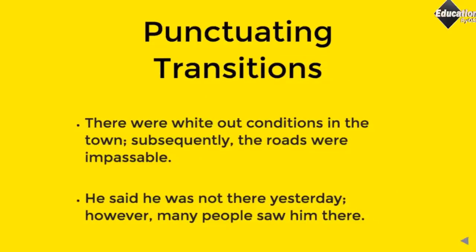Here you see two transition words, subsequently, having a semicolon in front of and a comma after that. Another transition word is however, having a semicolon in front of and a comma after that. So this is an independent clause. Many people saw him there is another independent clause. We are just joining them by using a transition word.